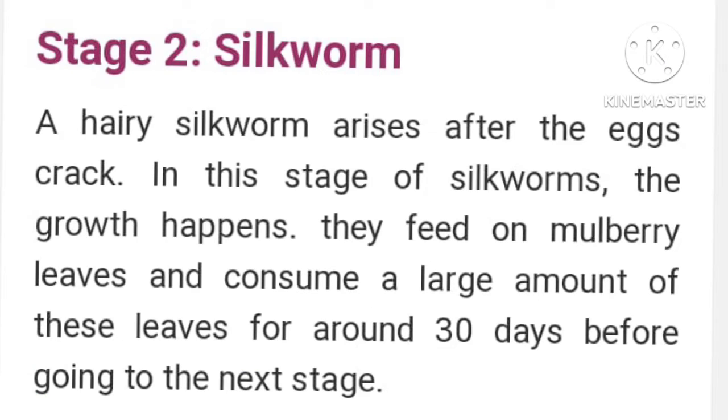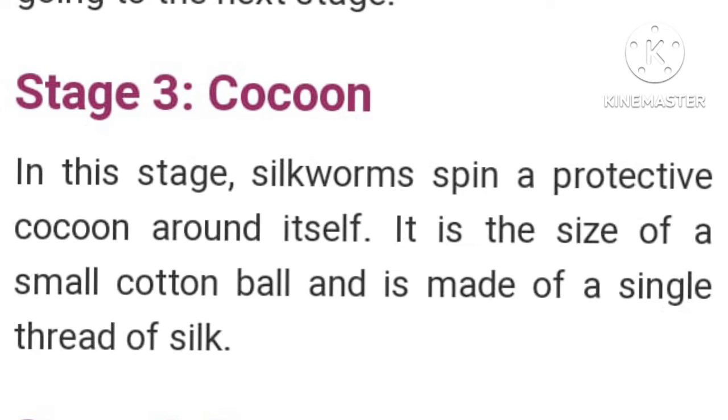Stage 2. Silkworm. A hairy silkworm arises after the eggs crack. In the stage of silkworms, the growth happens. They feed on mulberry leaves and consume a large amount of these leaves for around 30 days before going to the next stage. Stage 3. Cocoon. In this stage, silkworms spin a protective cocoon around themselves. It is the size of a small cotton ball and is made up of a single thread of silk.